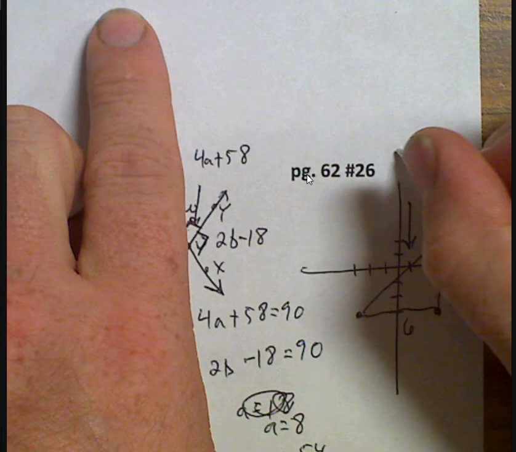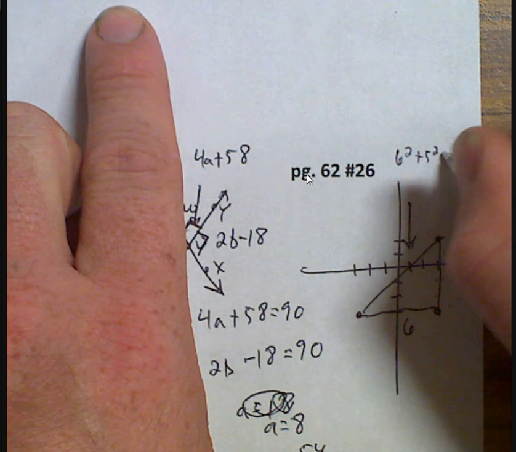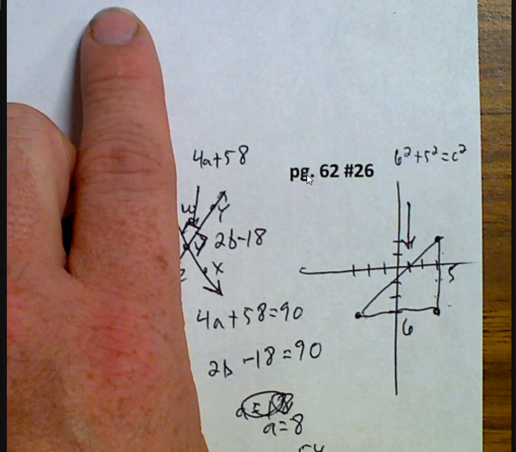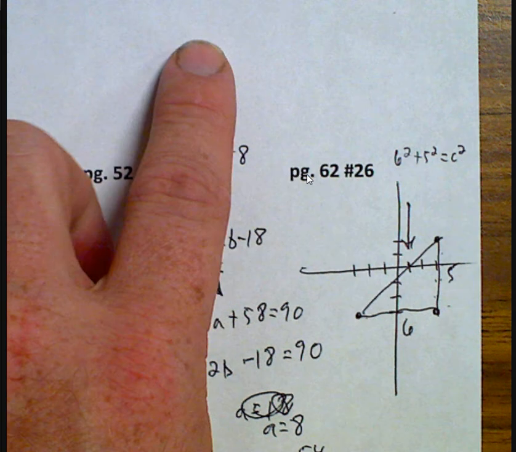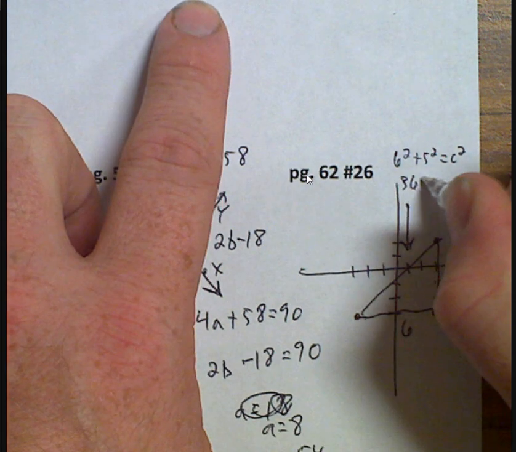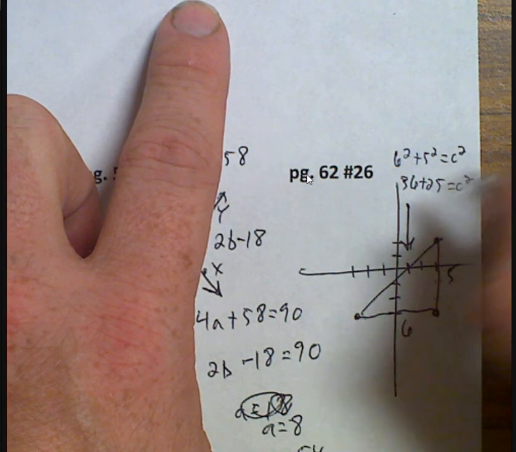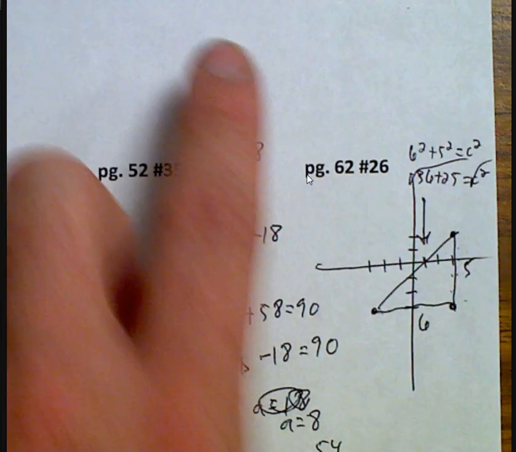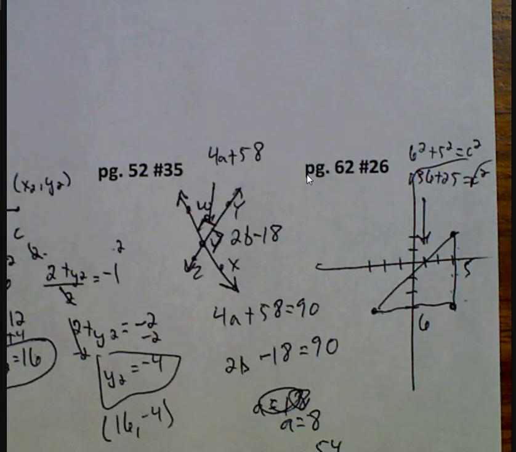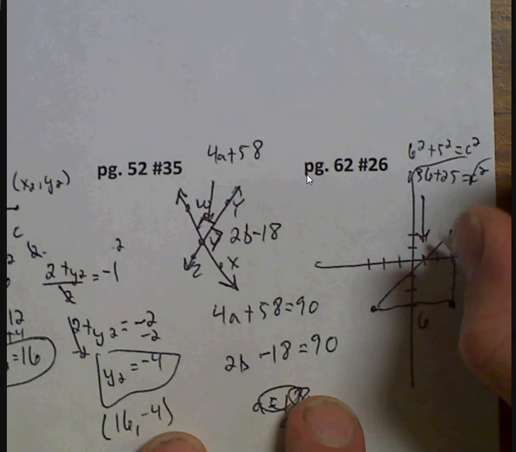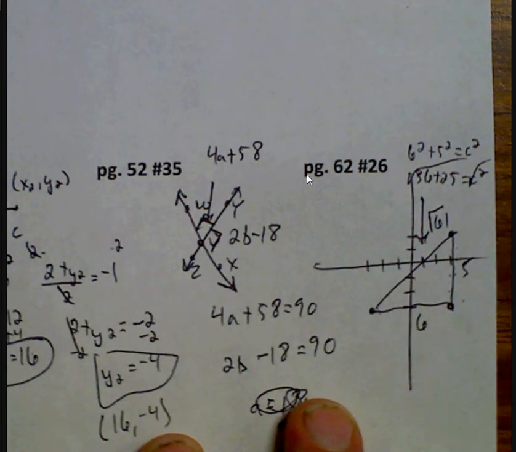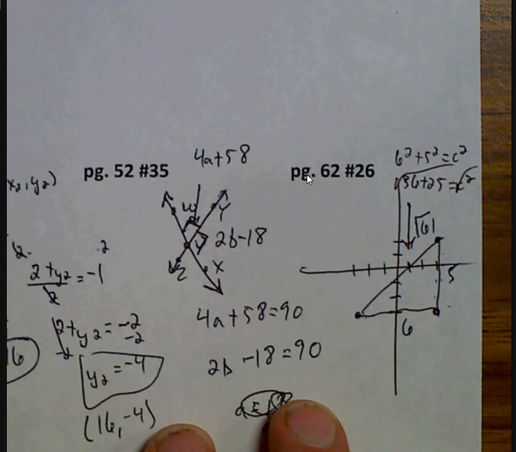So that would be 6 squared plus 5 squared equals c squared. So I'm using the Pythagorean theorem, not the distance formula. So that would be 36 plus 25 equals c squared. So I've got to take the square root of both. That gives me 61. So this is square root of 61. I cannot break down square root of 61.